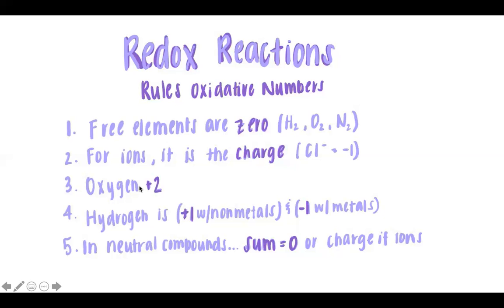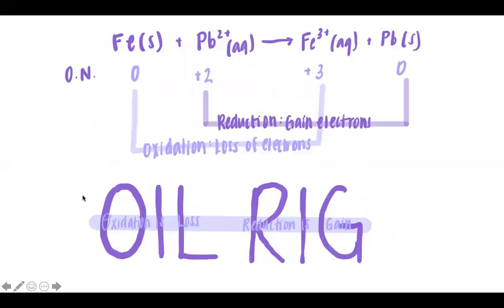Oxygen, such as O2, is normally a +2 if it's with nonmetals and a -2 if it's with metals. And that's how hydrogen is as well. And then in a neutral compound, the sum of all the oxidation numbers should add up to 0. But if there's a charge on it, it should add up to the ion charge. So we're just going to get into an example.